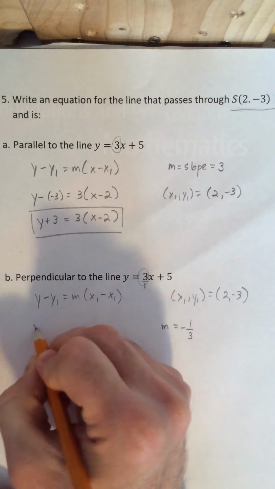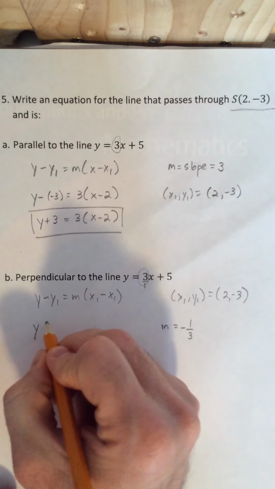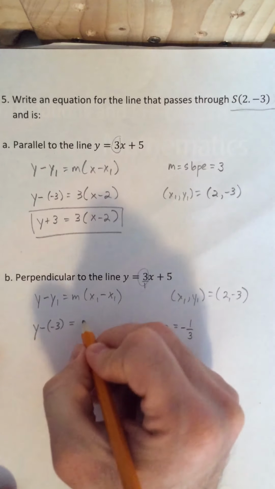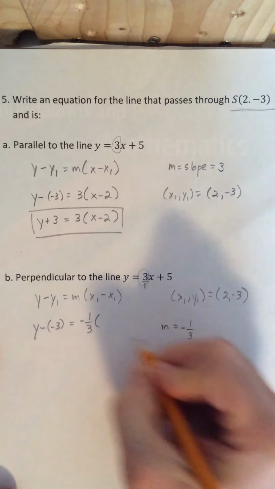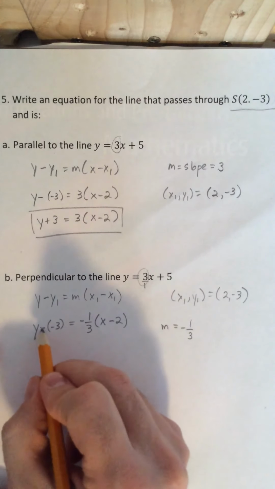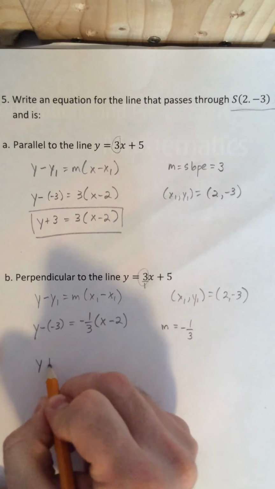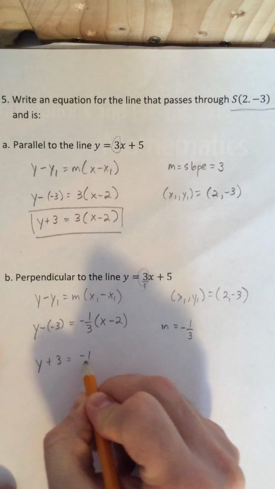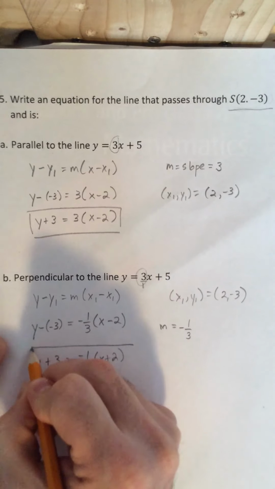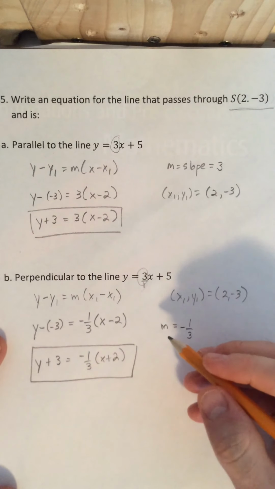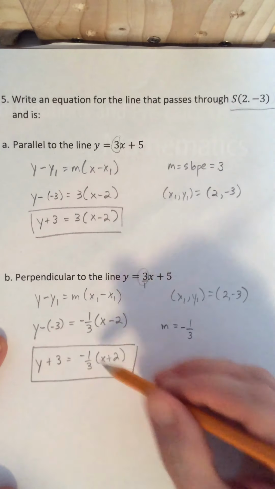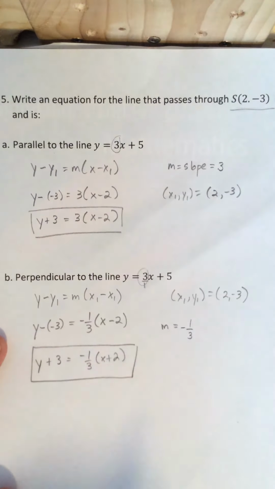Now that we know this, we can substitute this information in the formula again, which is y minus negative 3, and the slope this time is negative 1/3, x subtract 2. And we'll simplify this so that it's y plus 3 equals negative 1/3 x plus 2. And this is how you solve problems that refer back to parallel and perpendicular lines. Use this information to figure out what the slope will be.